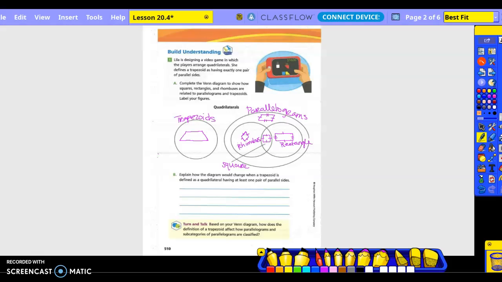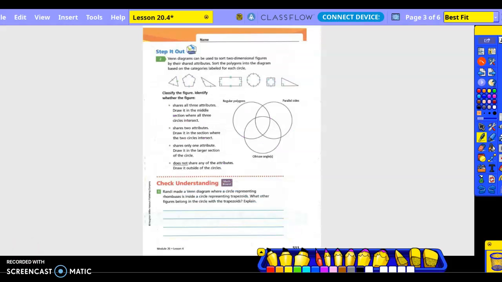Okay. So letter B, explain how the diagram would change when a trapezoid is defined as a quadrilateral having at least one pair of parallel sides. Then, so on the other side, we did the one or two, right? Okay. So if we did that together, could these somewhat overlap a little bit more? Yes. Okay. The trapezoid and the parallelogram could actually be in the same bubble, right? But would these all be on their own? Yes, those would still be on their own.